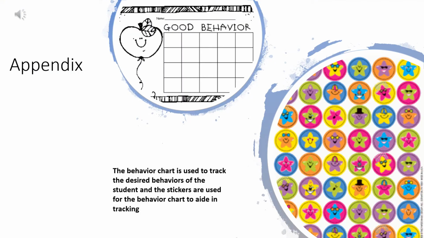Last but not least is my appendix. So I wanted to give you guys a little visual about what I meant by a behavior chart or a sticker chart if you have not seen one before. So in the top part of the ring up there, it says good behavior. That would be my sticker chart.